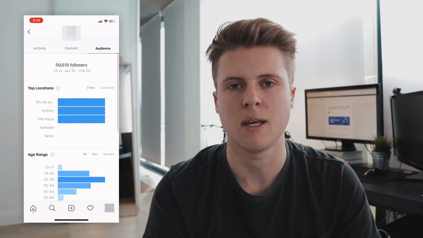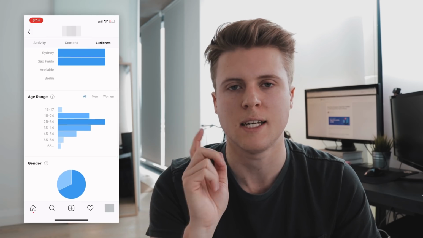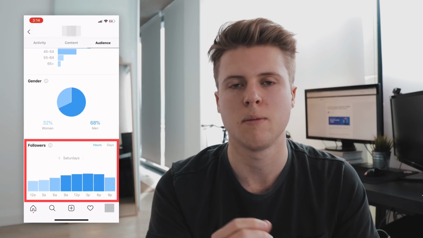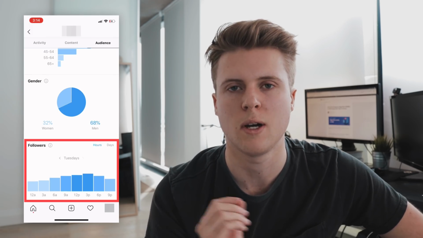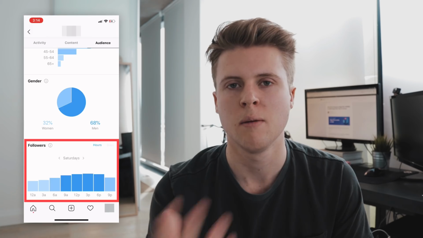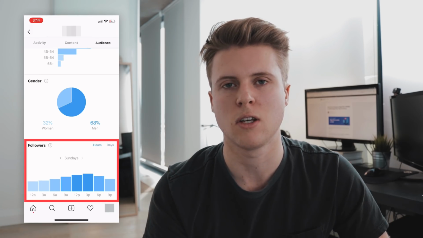Down the bottom, you're going to be able to then go onto your days and then look at each day to see exactly, there'll be a bar graph, but the highest one is going to be showing you when your followers are most active. And that is when you want to post each day, because it's going to get more eyes on your posts. That means more likes, more comments. And then once again, those are two factors that the algorithm actually takes into consideration.